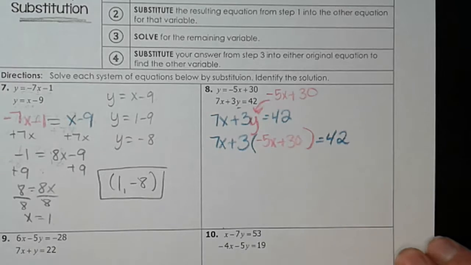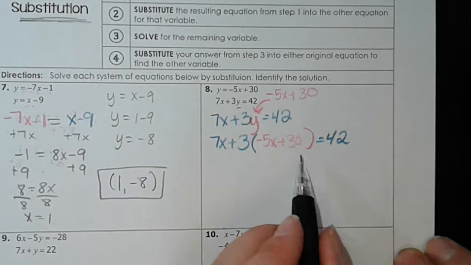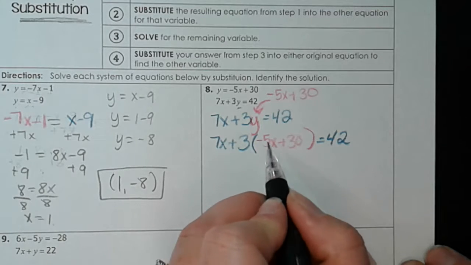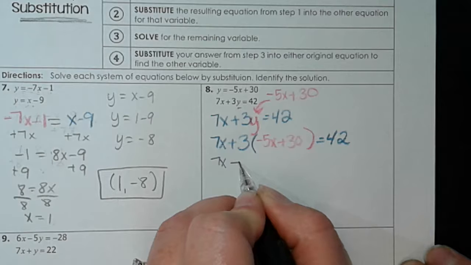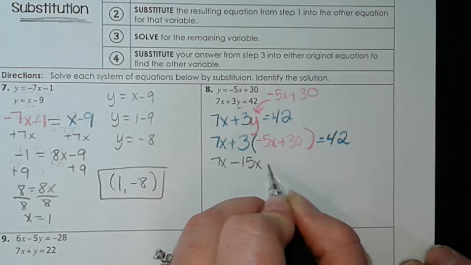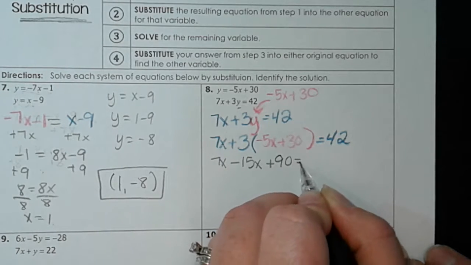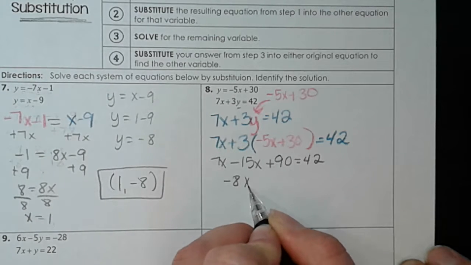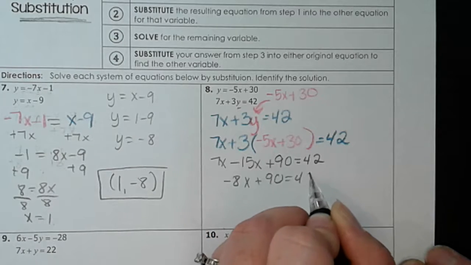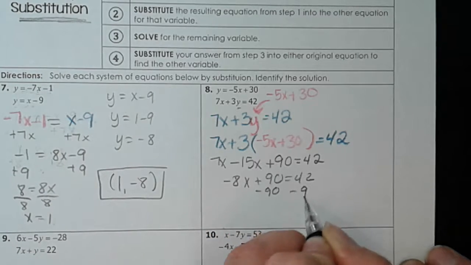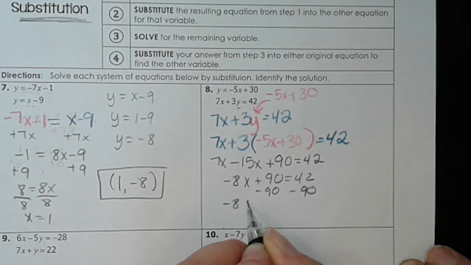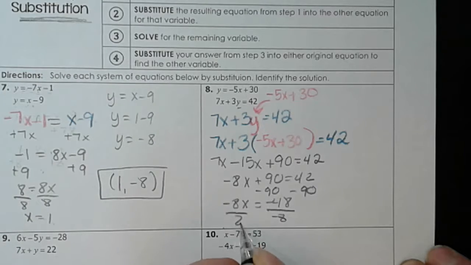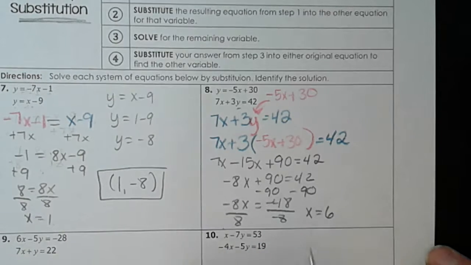And now we can solve this because we only have one variable and we can get that variable by itself. So you guys love to distribute. That's the first thing we're going to do. So we're going to distribute. We start with 7x, and then we get minus 15x plus 90 equals 42. Combine like terms, we end up with negative 8x plus 90 equals 42. Subtract 90 from both sides. We get negative 8x equals negative 48. Divide both sides by negative 8, and we get x equals 6.